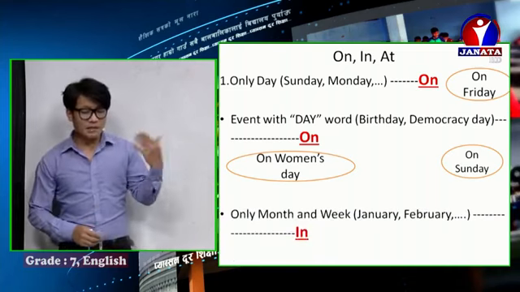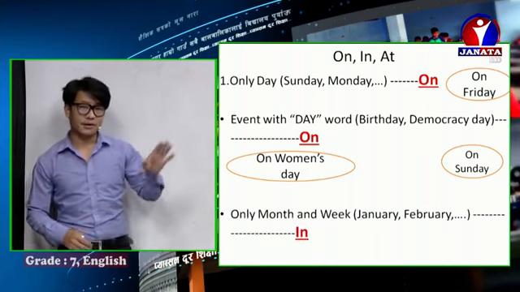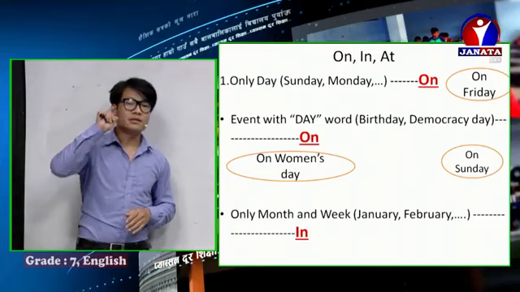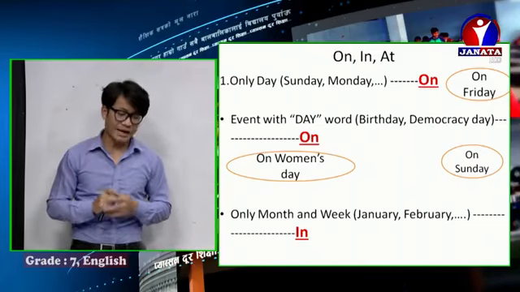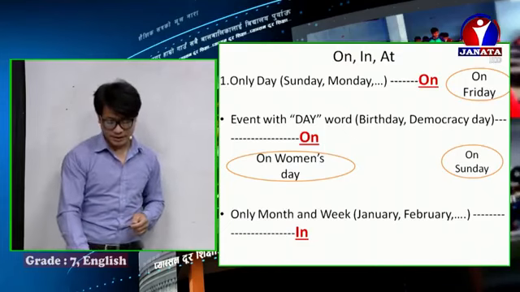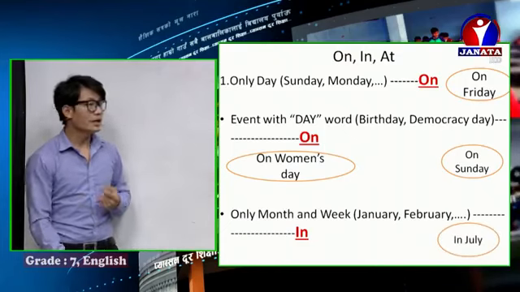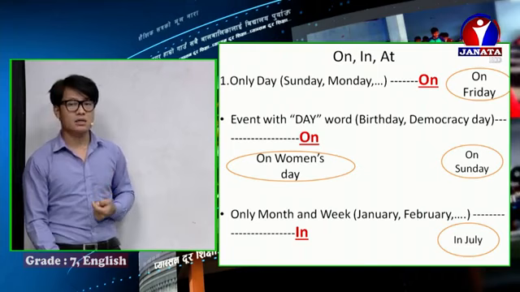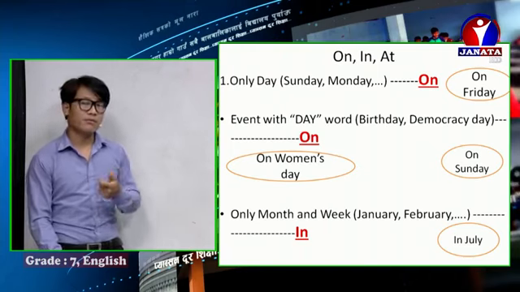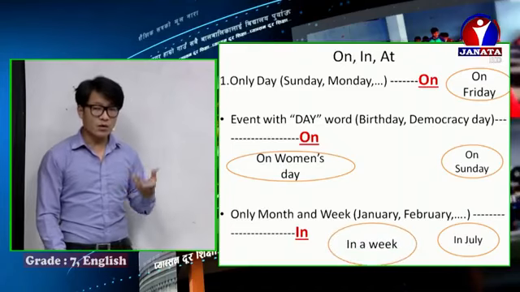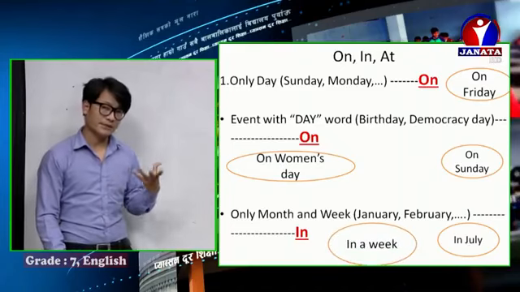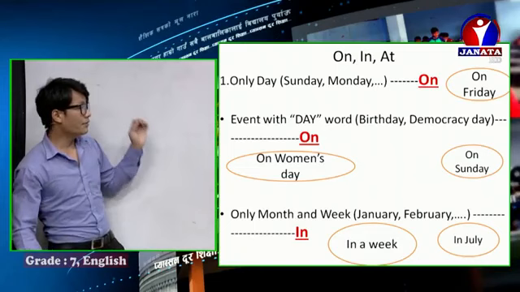Another is only a month and a week. There are 12 months. If there is only a month name, then we use the preposition in. Example, you can see this side: in July, in August, in January, in February. Okay? And there is a week, like in a week, in 2 weeks, like this. So let me brief this.